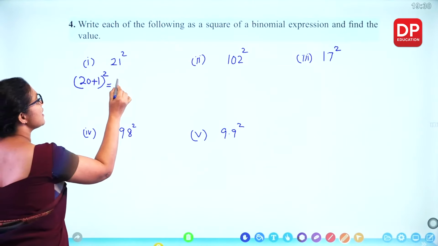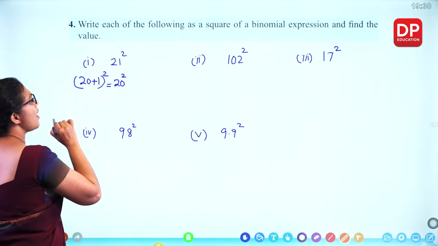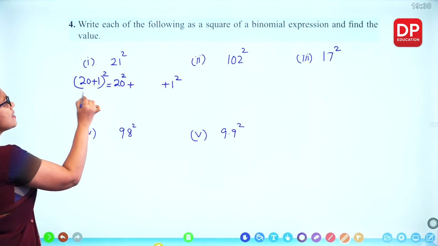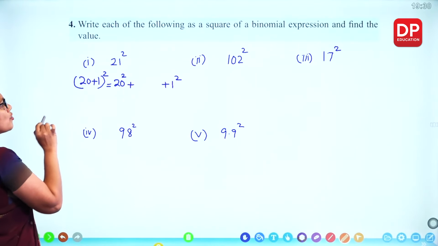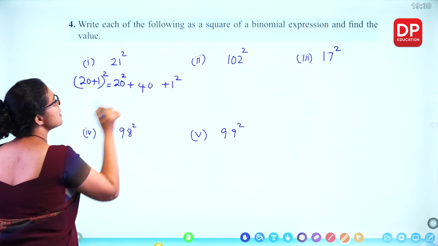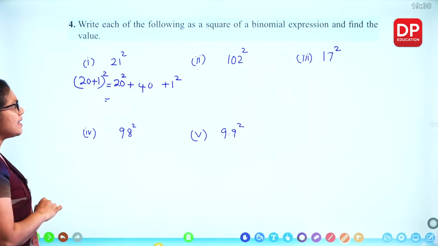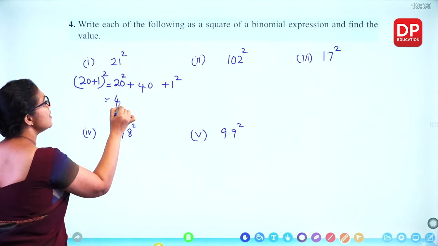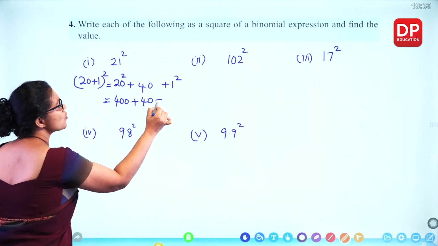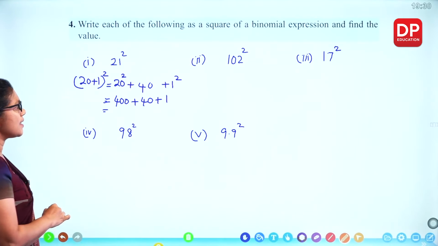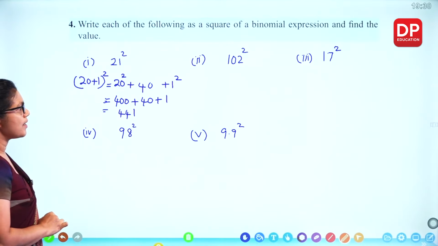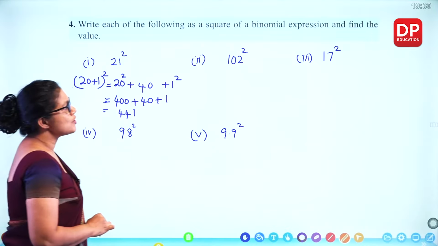What's the previous method? You take the first term squared, the last term squared, and the middle term is doubled, and the product you have to take. 2 times 20, 40. So you get 40 here. When you simplify, 20 squared is 400, 20 times 20, plus 40, plus 1 squared is 1. So what's the answer? 441.